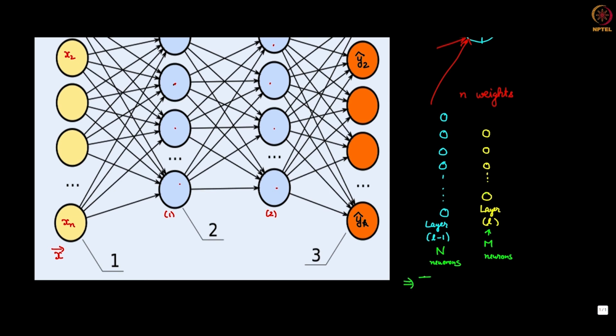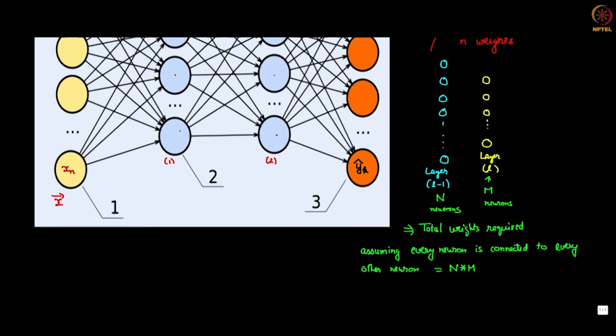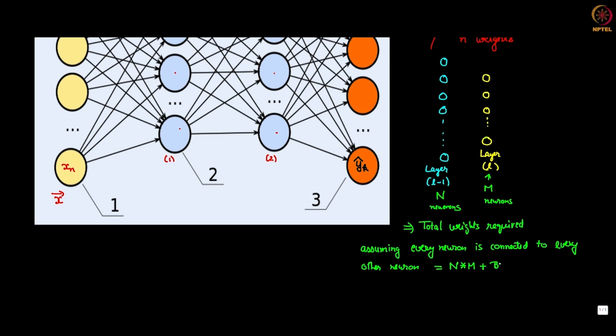So this means the total number of weights required, assuming every neuron is connected to every other neuron, would be n times m plus the bias units.